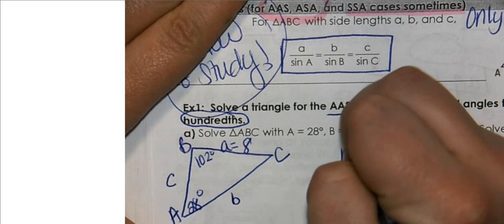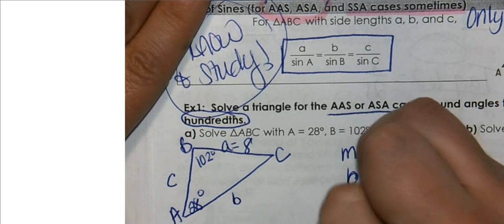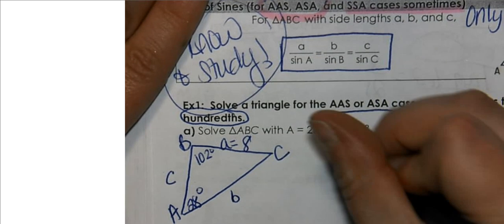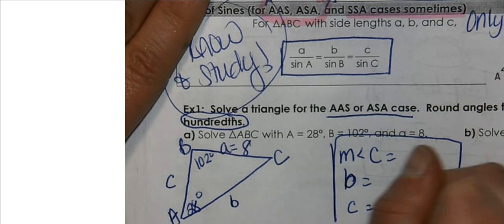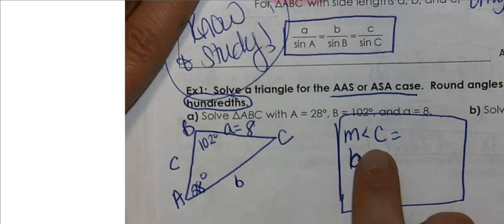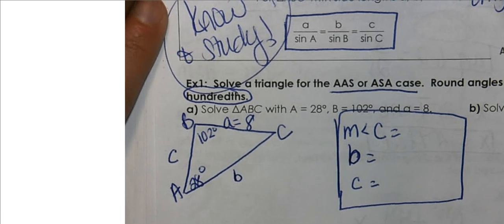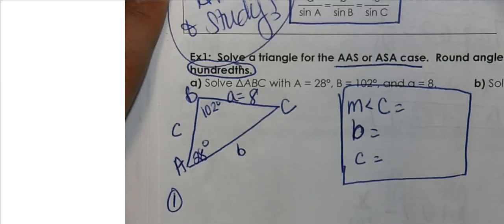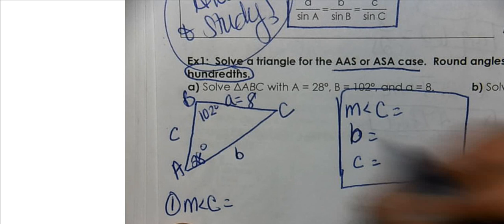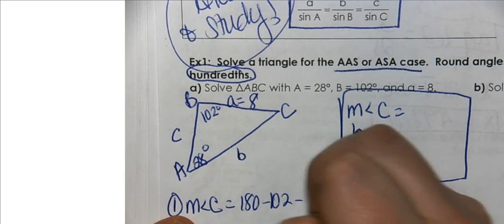So we are missing angle C, we are missing little b, and we are missing little c. So this is the information that we are missing. So we need to find this information. The angle that would probably be the easiest to find first, because we know that all of the angles of a triangle add to 180. So I'm going to find the measure of angle C first. So the measure of angle C is going to be equal to 180 minus 102 minus 28.